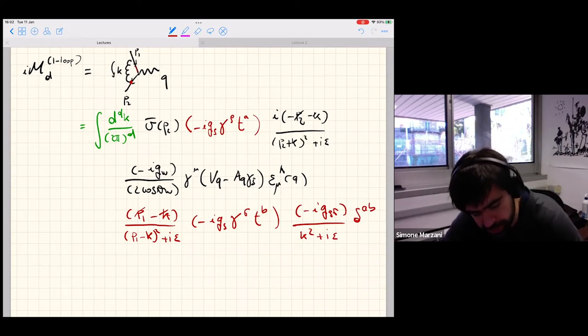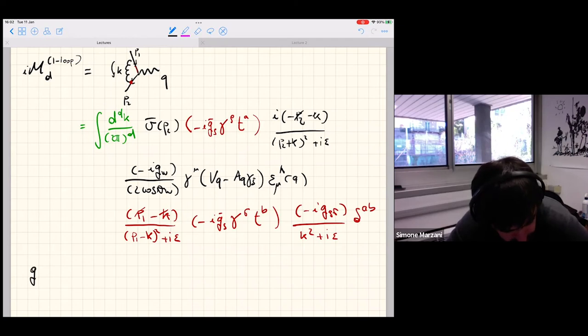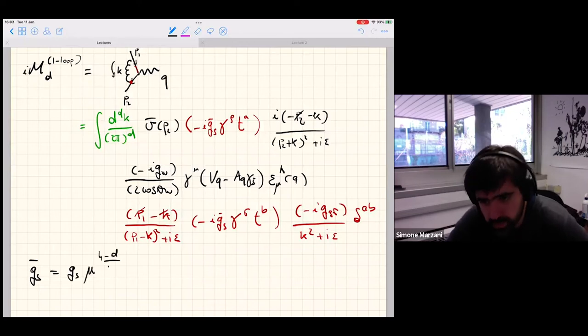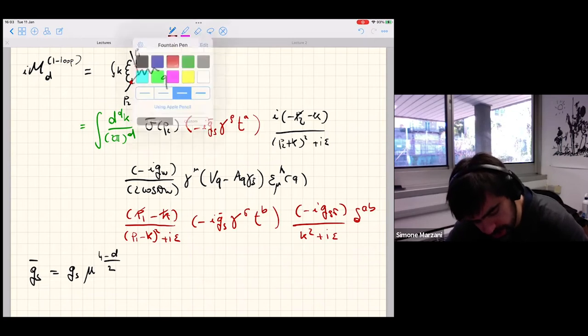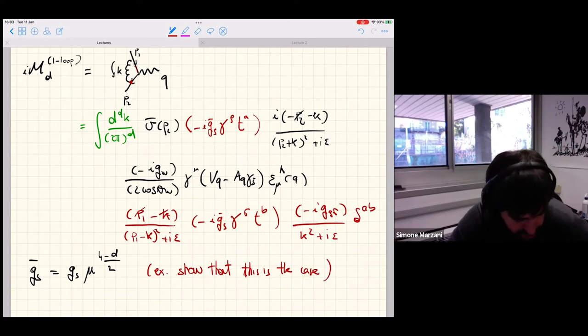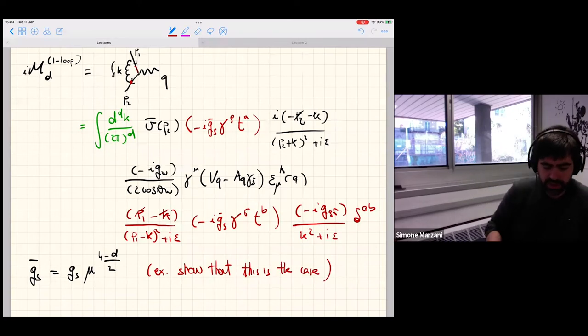And to be precise, if I write these things in dimensional regularization, then let me call this coupling g_s bar, because the gauge coupling in dimension different than four will acquire some dimension. And then it's useful to separate out the dimensionless coupling times the scale. Again, maybe it's a simple exercise, but you can try. It's a side show. Show that the dimension of the gauge coupling in D dimensions is 4 minus D.